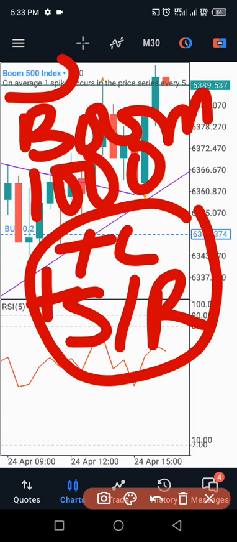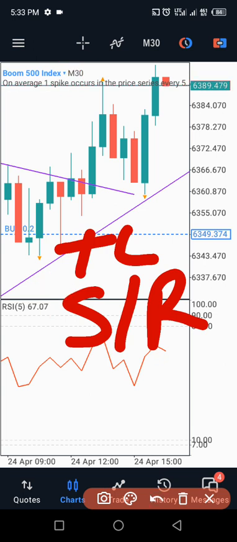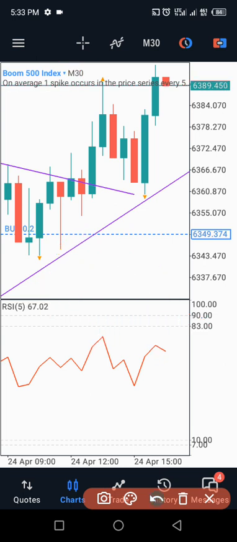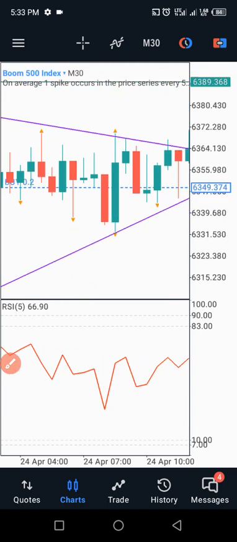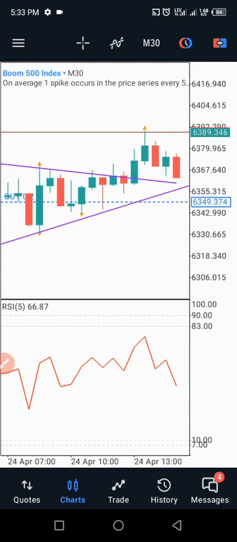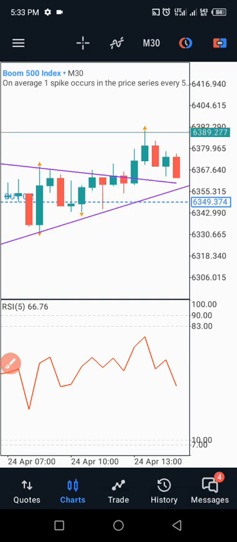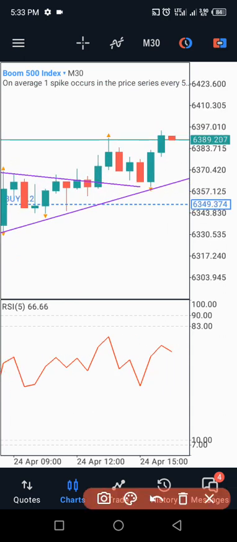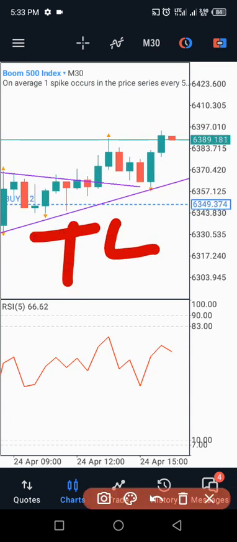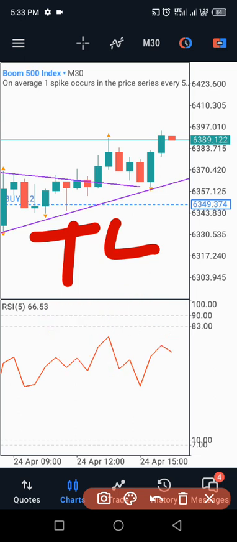Okay, so if you stick with me to the end, you are going to be learning how to combine these two concepts together, the trend line and the support and resistance. Because as you can see here, we have like a sniper entry somewhere around here, and you can see it is because of the trend line and the support and resistance confluence. So it is very simple and straightforward.